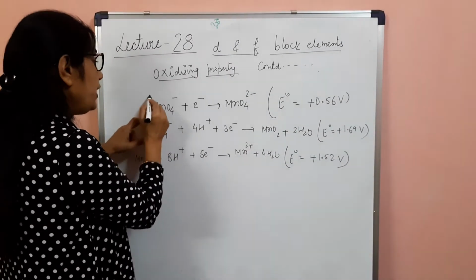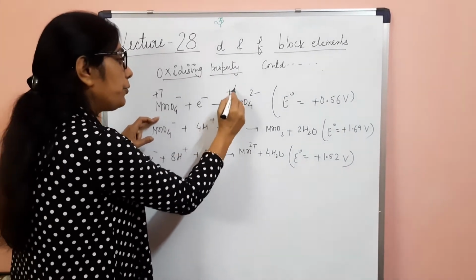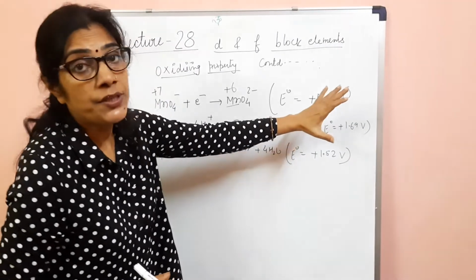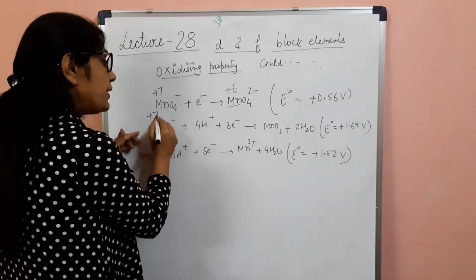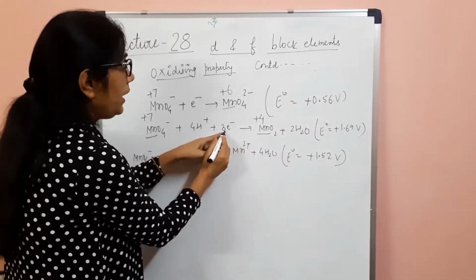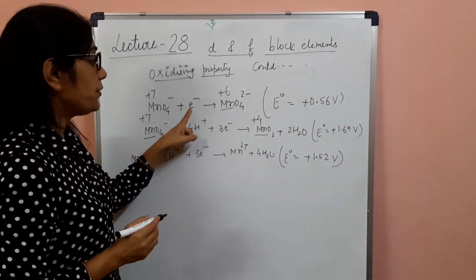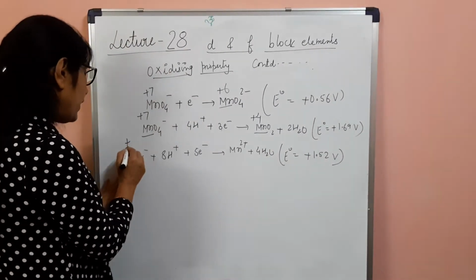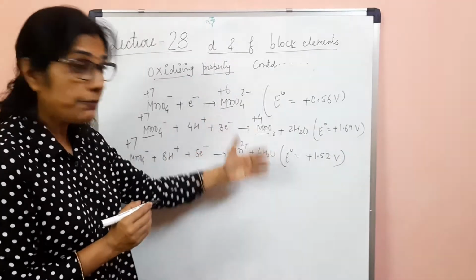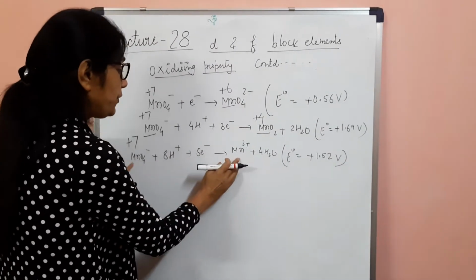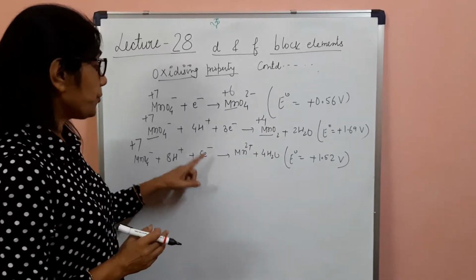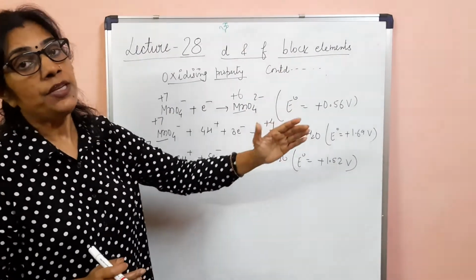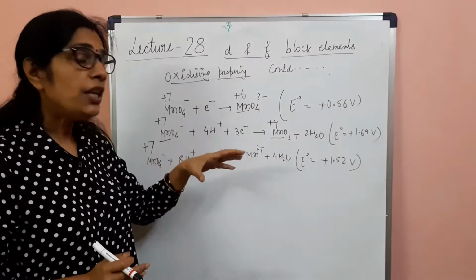So my dear students, you see here +7 to +6, permanganate ion to manganate ion, electrode potential 0.56 volt. Here +7 to +4, therefore gain of 3 electrons. Here the difference is of only 1 electron, electrode potential 1.69 volt. Now the reaction in acidic medium which we have just discussed, +7 to +2, therefore gain of 5 electrons. So in acidic, alkaline and neutral, all three media, it acts as an oxidizing agent, and it is very easy and simple.